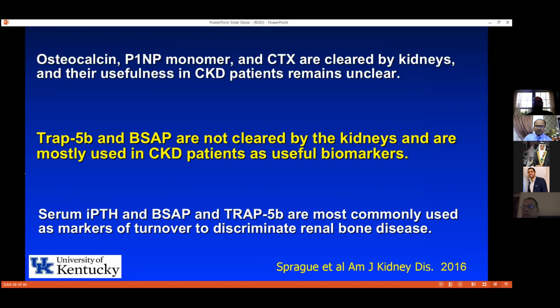You can use them if you don't have availability to do a bone biopsy to be certain what kind of renal osteodystrophy this patient has. You still can use this non-invasive test. It's not very expensive, and I think you should have it in the Middle East, in Egypt, and the other countries.